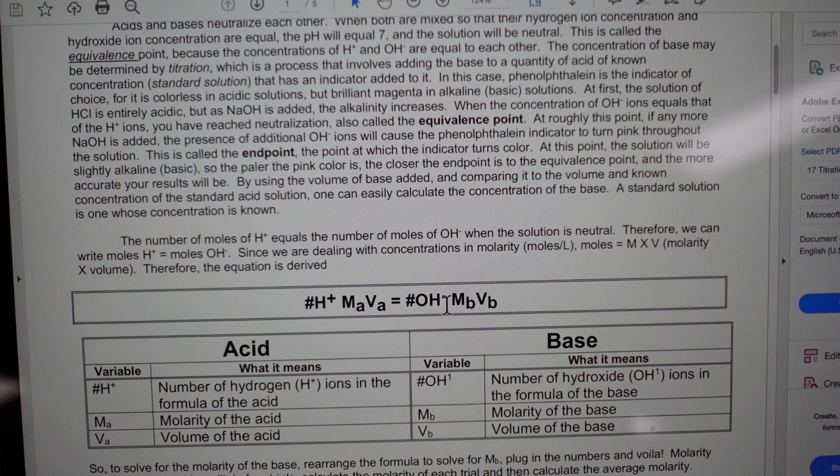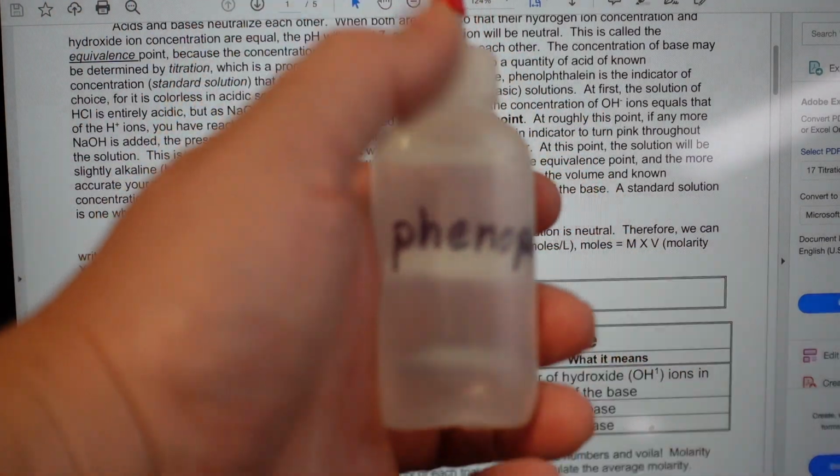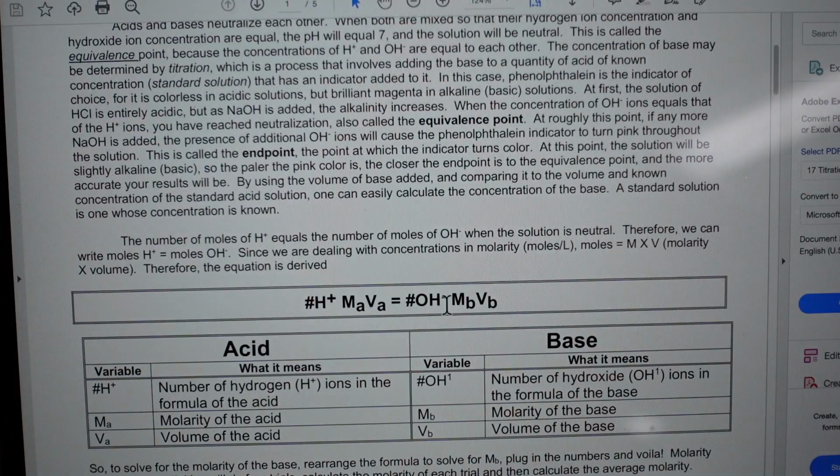Now, we could use a pH probe to determine when we reach this equivalence point, the point at which neutralization has been achieved by reading a pH of 7, but we're going to use an acid-base indicator called phenolphthalein. Phenolphthalein is colorless until a pH of approximately 8, at which point it begins to turn light pink. We call this the end point, the point at which the indicator begins to turn color.